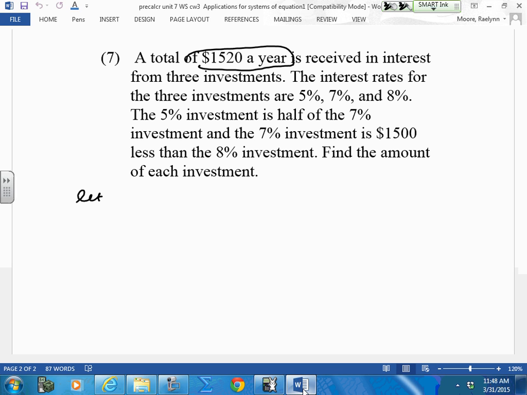So we're going to let X be the amount invested at 5%. We're going to let Y be the amount invested at 7%. We're going to let Z be the amount invested at 8%.